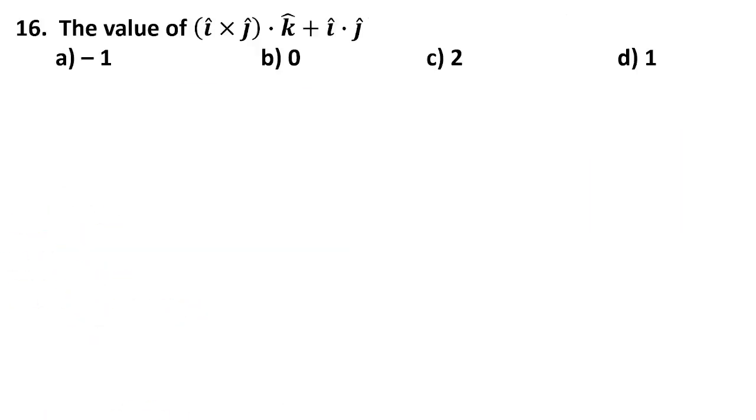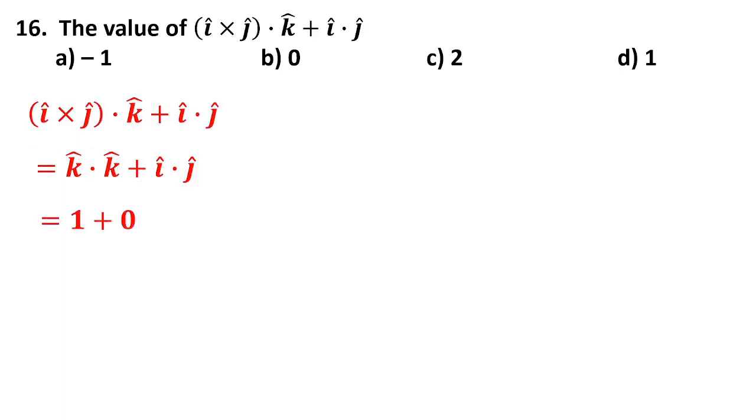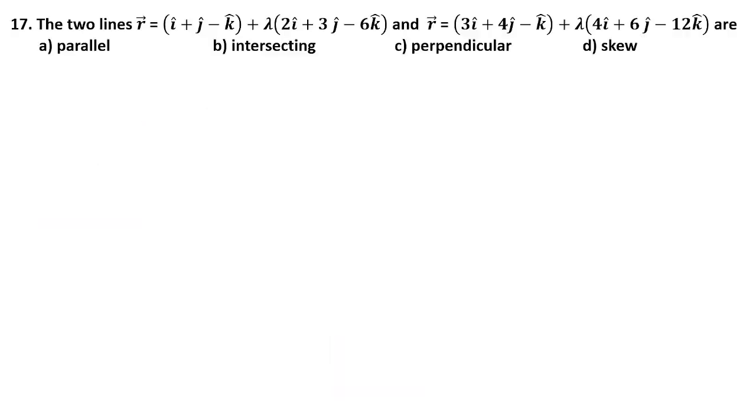Move on to question number 16. Very simple question. i cross j dot k plus i dot j. Simply use the formula for i cross j and i dot j. Simple. i cross j is k. Therefore, it will become k dot k plus i dot j. k dot k is 1 and plus 0. Therefore, the answer is 1.